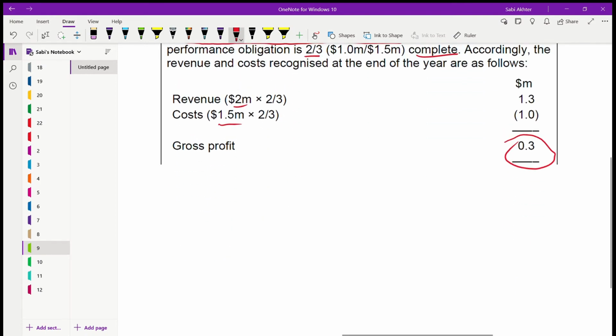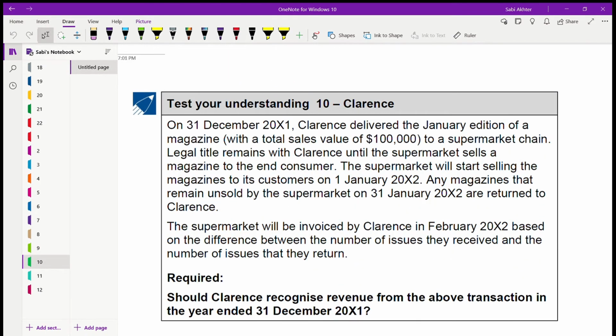Now let us go to 10. On 31st December 2001, Clarence delivered the January edition of a magazine with a total sales value of 100,000 to a supermarket chain. Legal title remains with Clarence until the supermarket sells the magazine to the end customer. The supermarket will start selling the magazine to its customers on 1st Jan 2002.